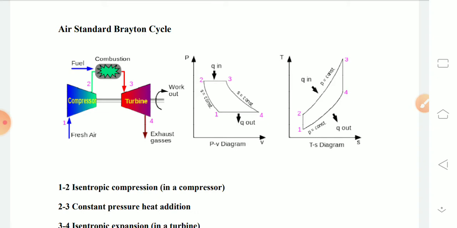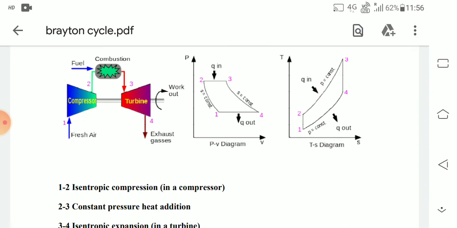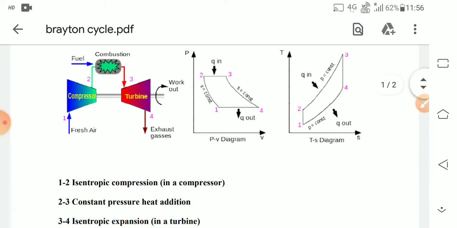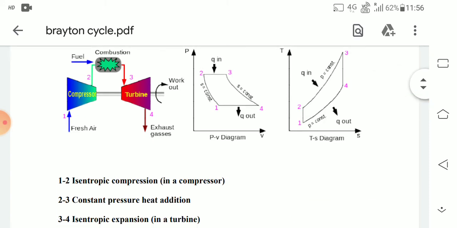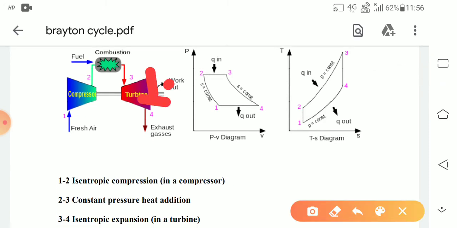Here I am drawing the schematic diagram of the Brayton cycle. You can see here is the compressor. Fresh air comes inside the compressor, and the compressor compresses this air and supplies it to the combustion chamber. Here is the combustion chamber, and another is a turbine. The turbine provides the work output. Now I am drawing the PV diagram and TS diagram of the Brayton cycle.